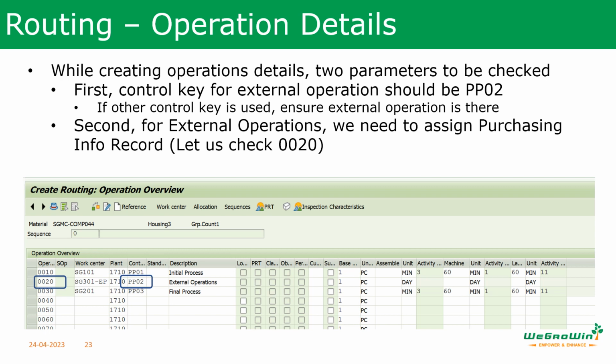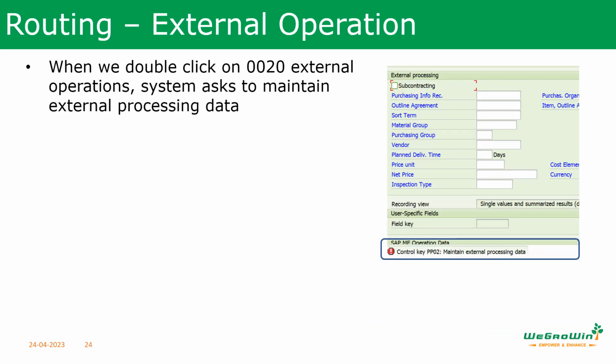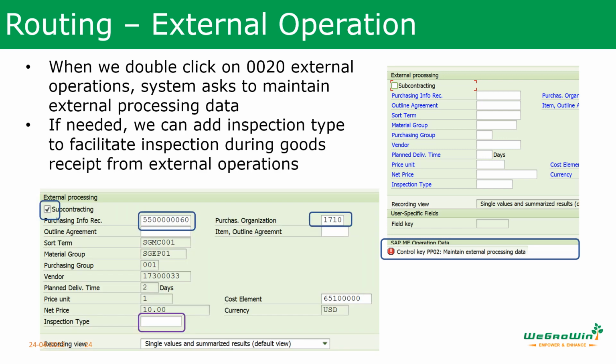So now let us double click the 0020, which is the external operation. We get the message that control key PP02 is there, so we have to maintain the external processing details. So what are we doing now? There is a subcontracting field that has to be checked. The purchase info record has to be updated. Purchase organization details have to be updated. Now we are updating all these details: subcontracting, purchase info record, purchase organization. Apart from this, if we need, we can add an inspection type to facilitate inspection during goods receipt from external operations.